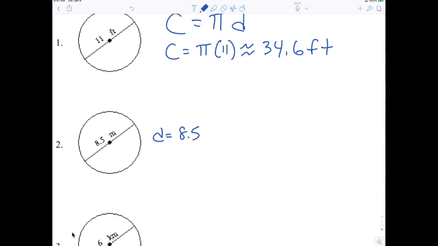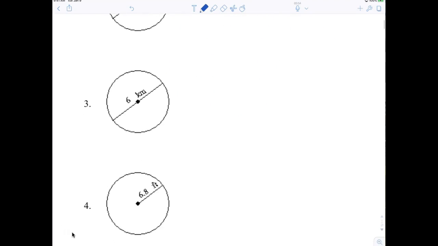All right, so on question number 2, you don't have to draw the circle if you don't want to. Just put d equals 8.5 and then put c equals, and that's what you're looking for. On number 3, we still have the what? Diameter. So c, again, is equal to pi times d. So c is equal to pi times what? Pi times 6. Round it to the nearest tenth. Somebody tell me what that is. 18.8, and then of course we put kilometers down.